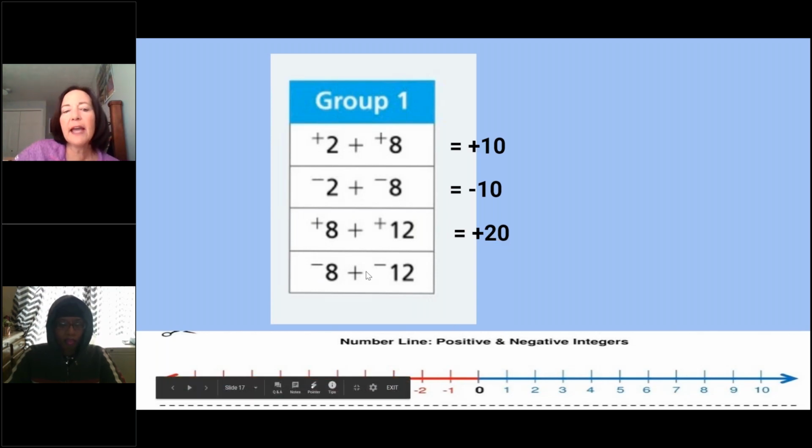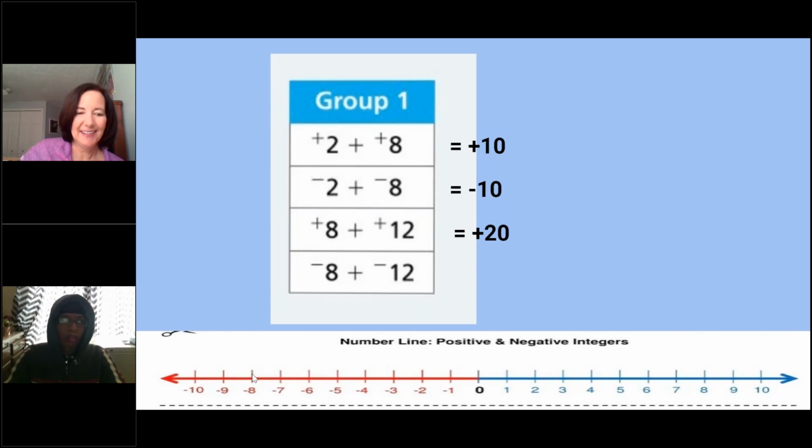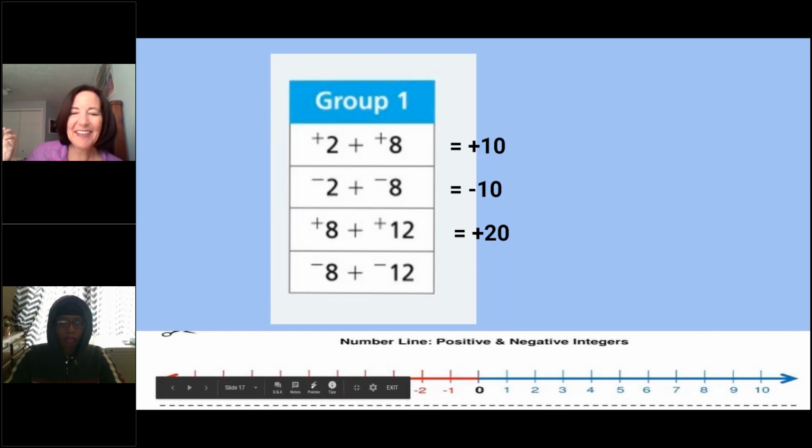The next problem is -8 plus -12. So I can't see my -8. I think it must be 2, 3, 4, 5, 6, 7, 8. Hopefully I'm on the -8. I have to add a -12. Lana, am I going to the left or am I going to the right? You're going to the left, and it's going to be a -20. I think you're getting it.